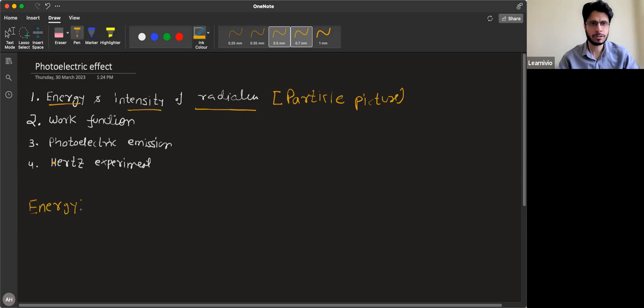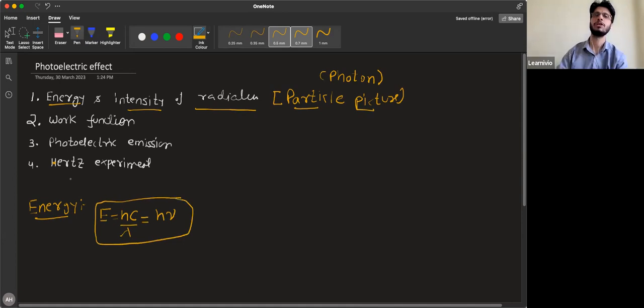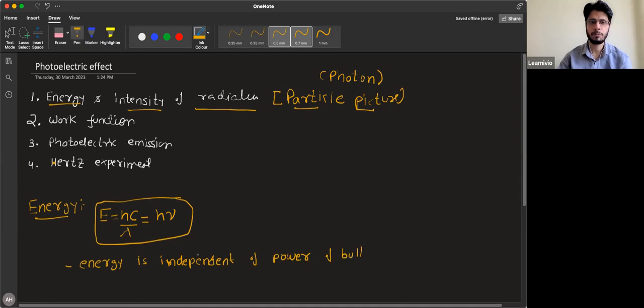So let's first see what the energy of radiation means when you consider light as a particle. Particle picture means you are considering light as photons. So in the particle picture, energy is given by this expression. We discussed this yesterday also. It's E = hc/λ, it's hν. So when you consider light as a particle, this is the expression of energy. So energy depends upon frequency, energy depends upon wavelength. Energy is independent of the power. Which means it depends upon wavelength and frequency.